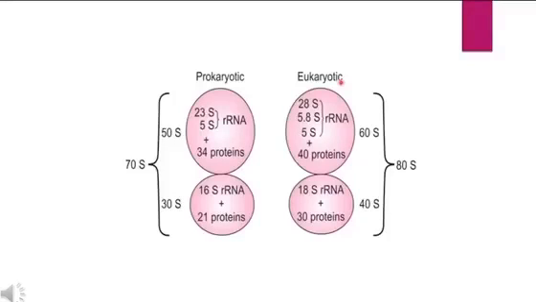Now in the prokaryotic cell, the large subunit is around 50 Svedberg units and the small subunit is around 30 Svedberg units. Each subunit also has multiple proteins and RNA particles as mentioned in the slide.